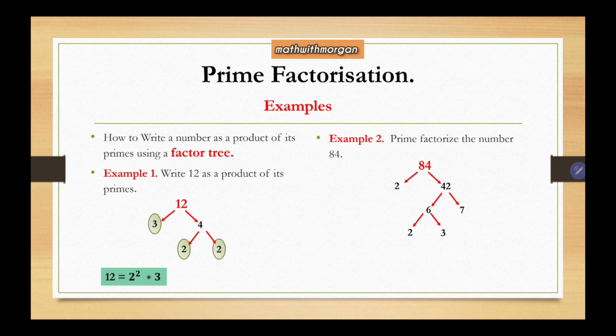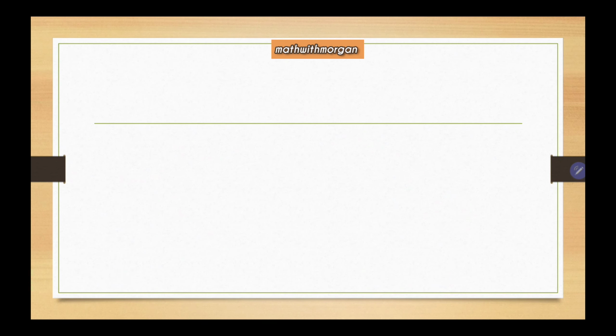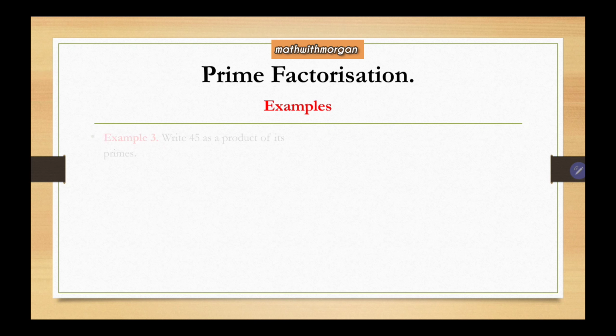Okay, all of these numbers at the end of the tree are prime numbers, so we're just going to circle them all up. And this is what we'll use to write 84 as a product of its prime factors. So since we have 2 2's, we're going to have 84 equal to 2 squared times 3 times 7. Okay, let's look at more examples.